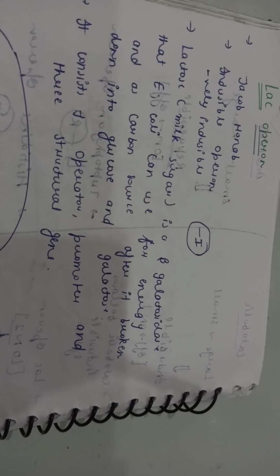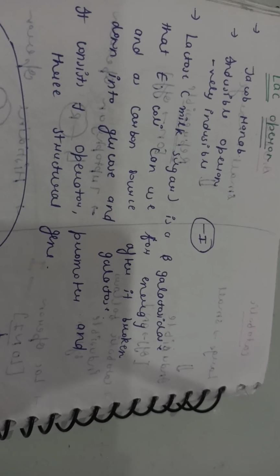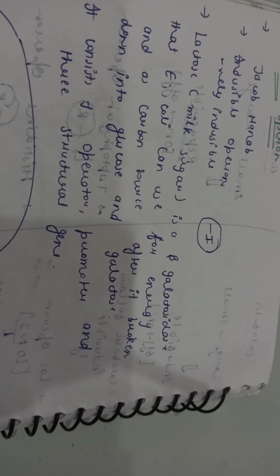In our body also lactose sugar is present. You all know about lactose, right? Lactose is basically a milk sugar. It is a beta-galactosidase substrate that E. coli uses for energy. E. coli consumes lactose as a carbon source as well as an energy source, because basically it is food for E. coli.